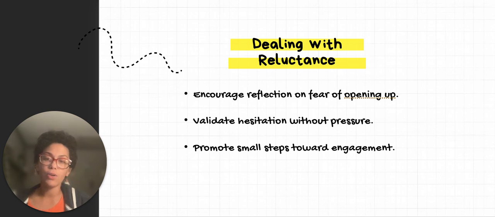When encountering reluctance, leaders can use techniques to help members explore their hesitations. For example, they may ask members to reflect on what they fear might happen if they opened up or participated more in group. Sometimes reluctance stems from fears of rejection or judgment, and addressing these fears directly can help members feel more comfortable engaging in the conversation.